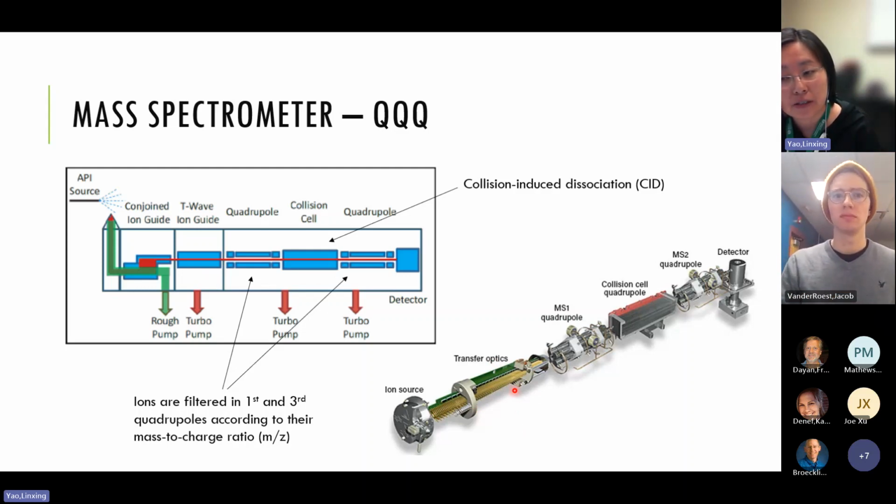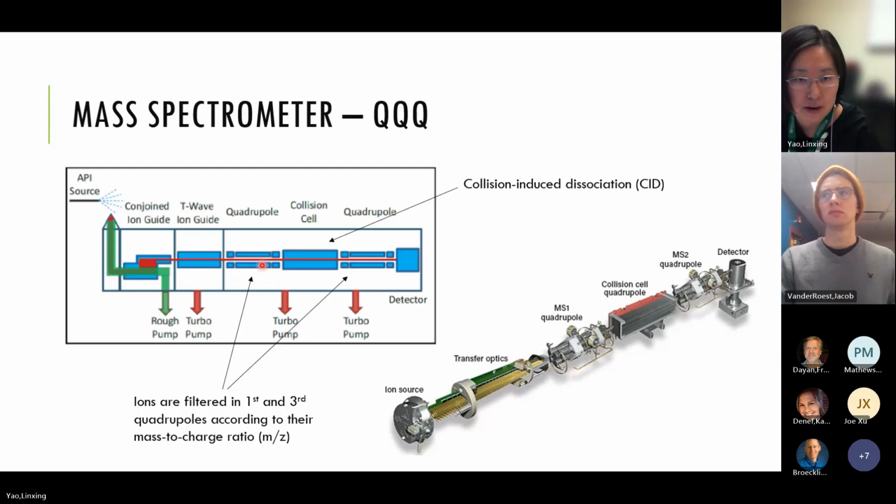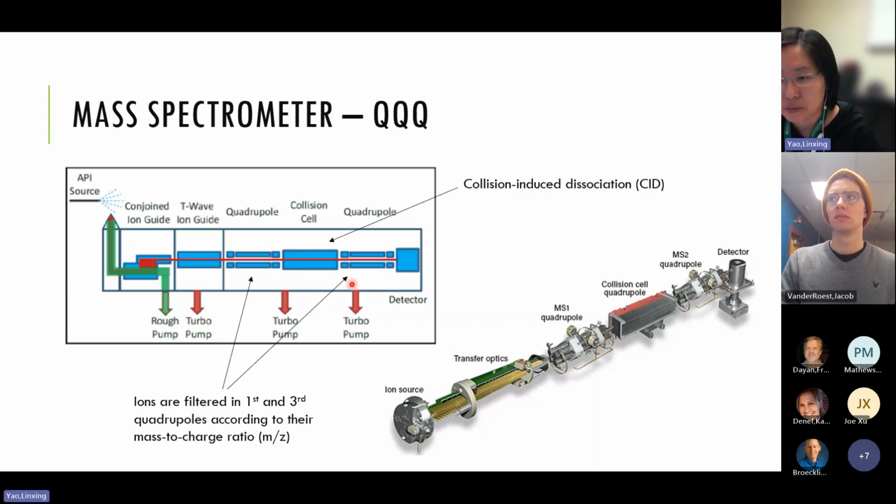The ion guide focuses the ion beam, removes the neutral species, and then directs the ions to the first quadrupole, which is shown here. The second quadrupole is actually not a real quadrupole, it's a collision cell, where the ions can undergo collision-induced dissociation, or in simple words, fragmentation. Then the ions pass through the third quadrupole, over here. Both the first and third quadrupoles are used to filter the ions according to their mass-to-charge ratio, m/z.